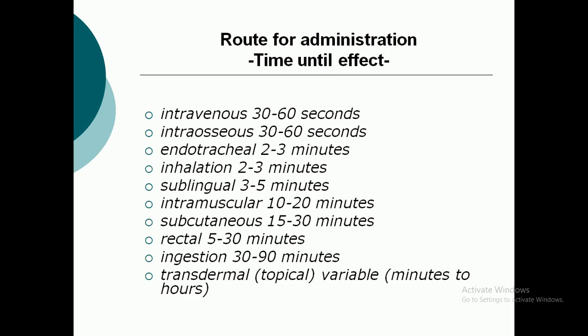Okay, now let's see the routes of administration and time until effect. For the intravenous route, the onset of action is 30 to 60 seconds. Intraosseous administration of a drug into the bone marrow takes almost 30 to 60 seconds. The endotracheal technique requires 2 to 3 minutes. For inhalation, the onset of action is 2 to 3 minutes. Sublingual is 3 to 5 minutes. Intramuscular is 10 to 20 minutes. Subcutaneous is 15 to 30 minutes. Rectal is 5 to 30 minutes. Ingestion is 30 to 90 minutes. And transdermal or topical is variable, minutes to hours.